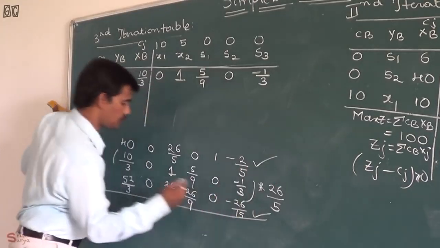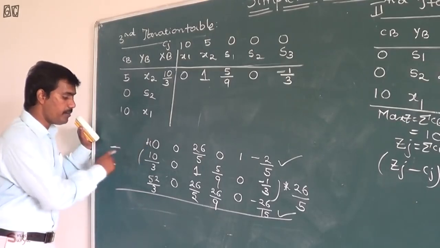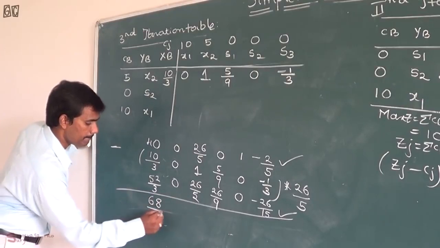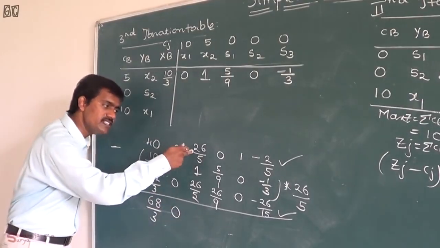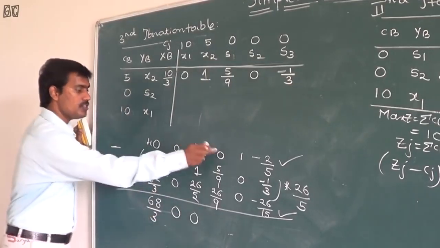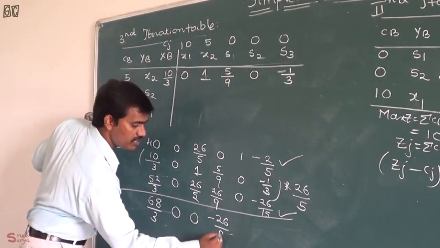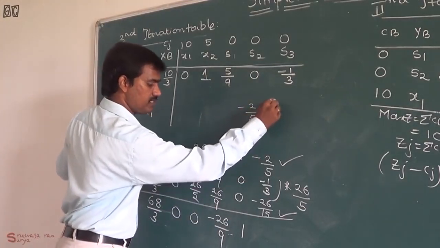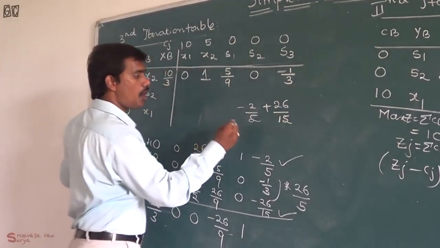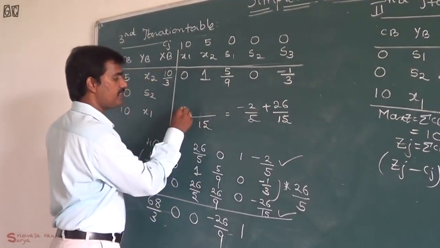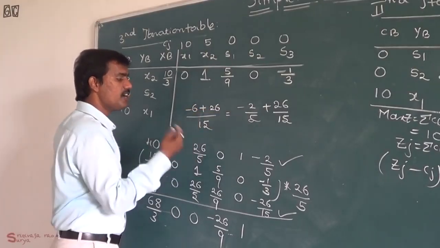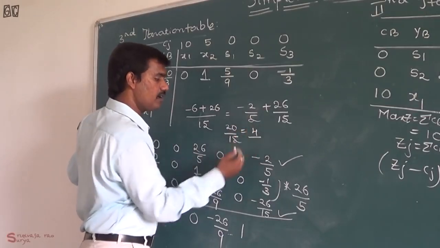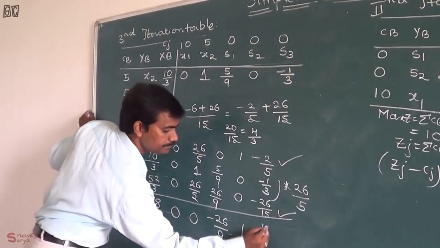Now I am going to subtract these two. So 40 minus 52 by 3, that is 120 minus 52 by 3, that is 68 by 3. 0 minus 0 is 0, and 26 by 5 minus 26 by 5, that is 0. 0 minus 26 by 9, that is minus 26 by 9. 1 minus 0, that is 1. Minus 2 by 5, minus into minus is plus 26 by 15. So obviously the LCM is 15. That is minus 6 plus 26, so that is 20 by 15. So 20 by 15 means 5 fours are 20, 5 threes are 15, that is 4 by 3.